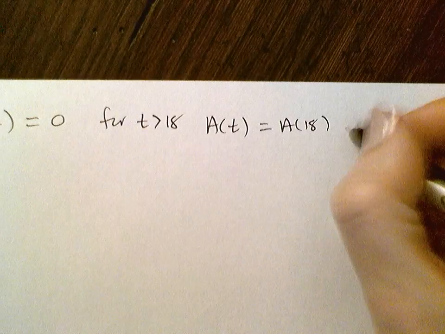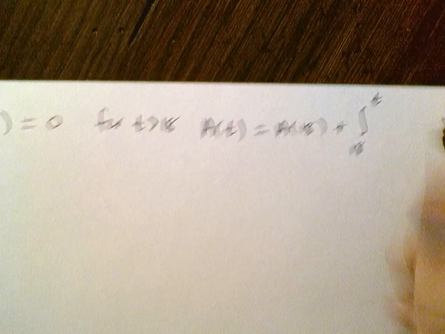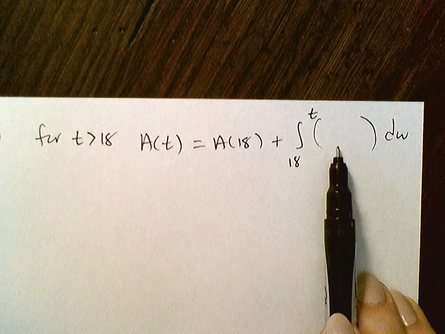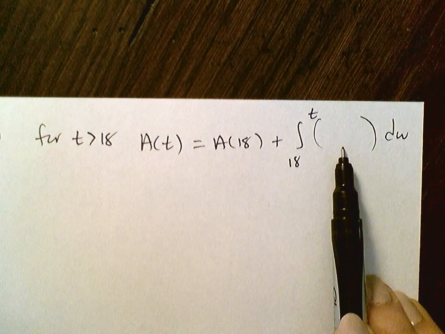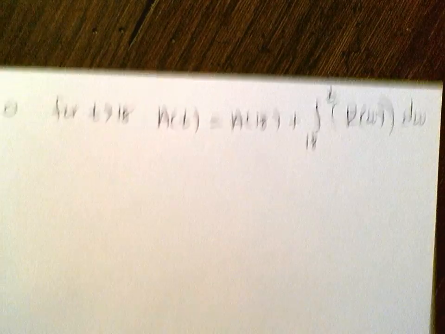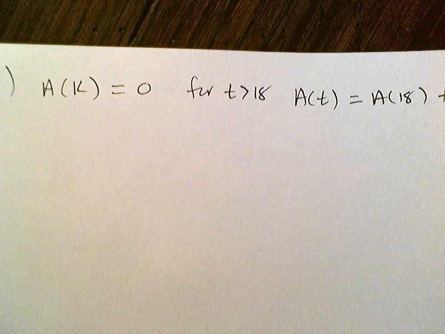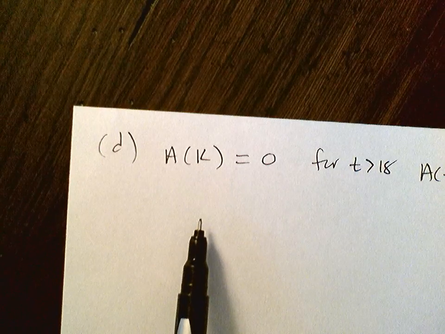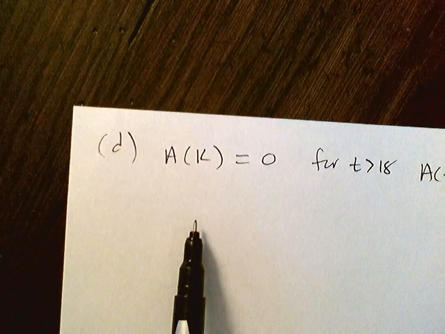And then plus the integral from 18 to t. And what would go in here? They are telling us that after 18 hours, there's no more rate in, there's just the rate out. So it would just be R. Okay, so there's that. Now, what do I want? I want to write, but not solve, an equation involving an integral expression that can be used to find the value of k.